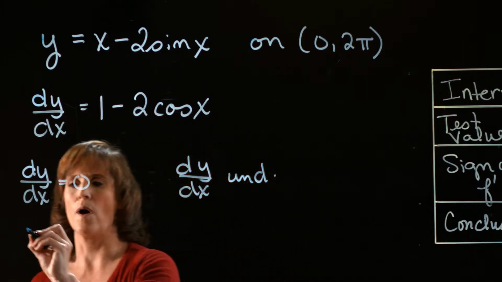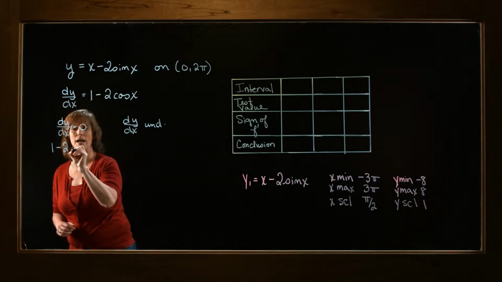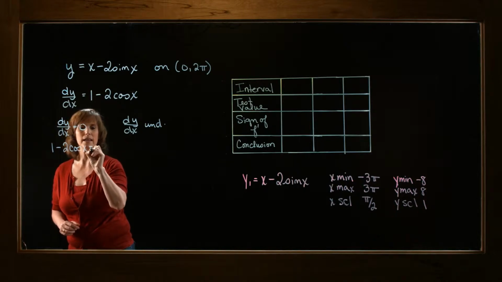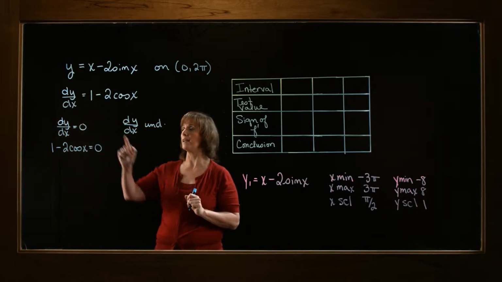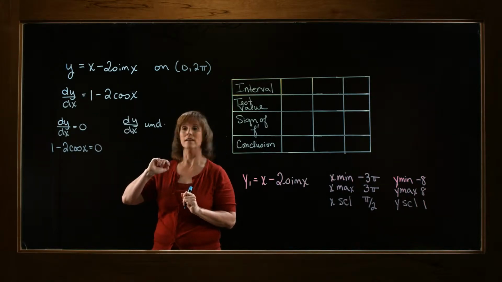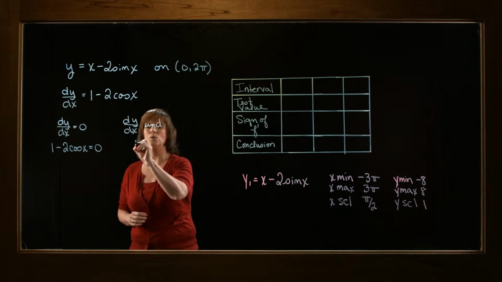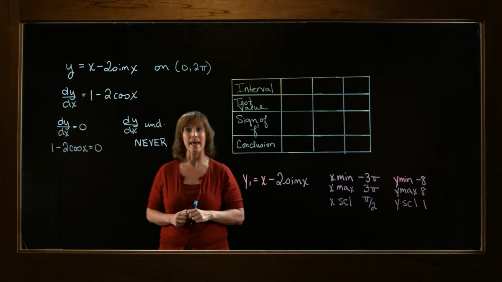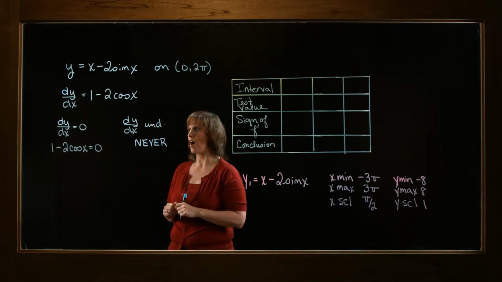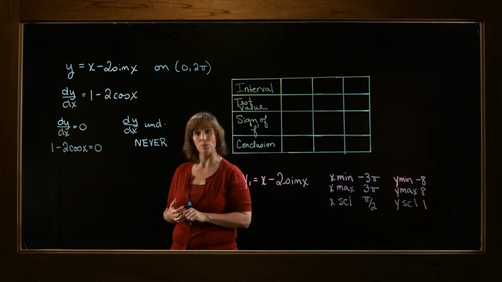Well, it equals 0 when 1 minus 2 times the cosine of x equals 0. Let's take a second, though, to talk about when it's undefined. This is a cosine function, and it's never undefined. So we won't get any critical numbers from that case. So let's go ahead and work on the case where the derivative is equal to 0.